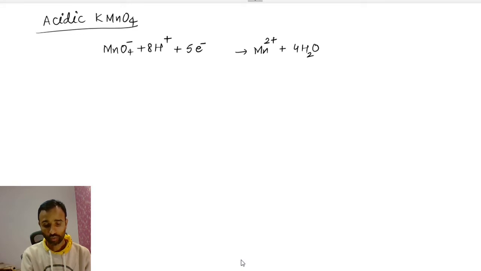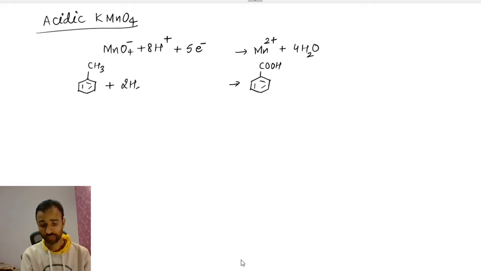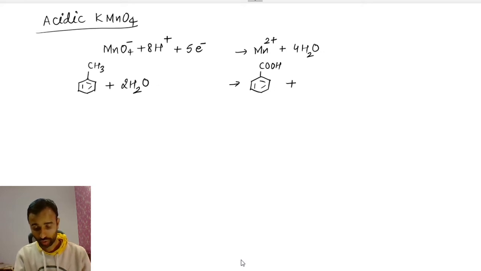Now toluene. This is toluene. So toluene is converted into, or oxidized to, benzoic acid. Now to balance it, add H2O to the side deficient of oxygen. 2H2O, because there are 2 oxygen on the right side, no oxygen on the left side. So 2H2O, and double the number of H plus ions, so total 4H plus.